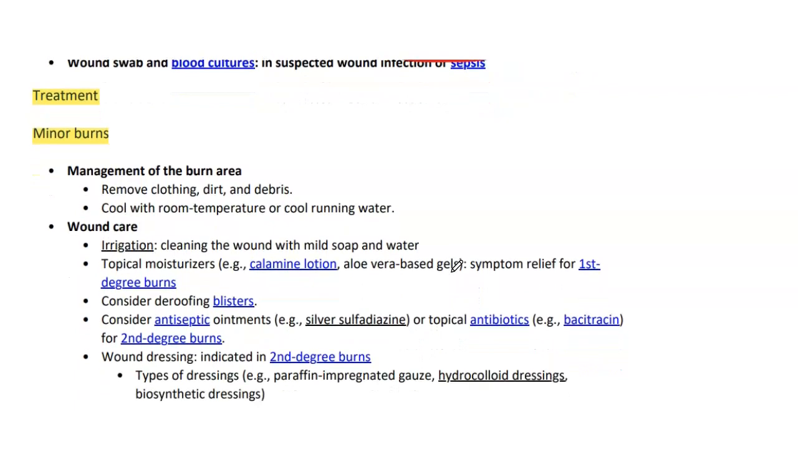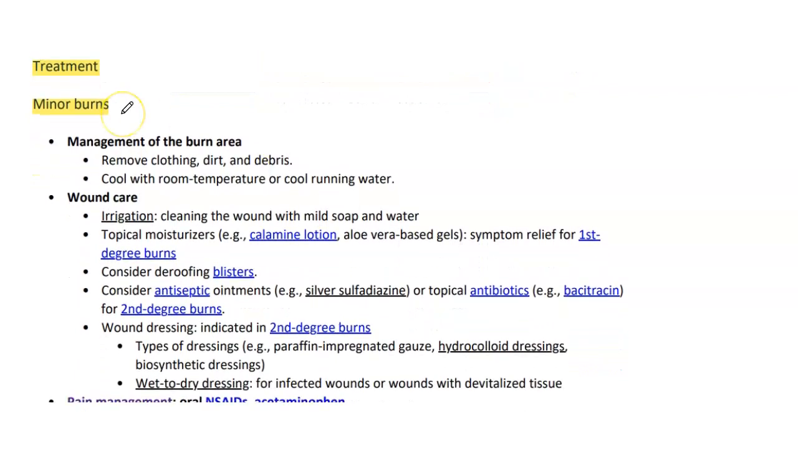Now, treatment of the burn. First we will discuss the treatment of the minor burn. In minor burn we have management of the burn area: remove clothing, dirt, debris, and cool with room temperature or cool running water.